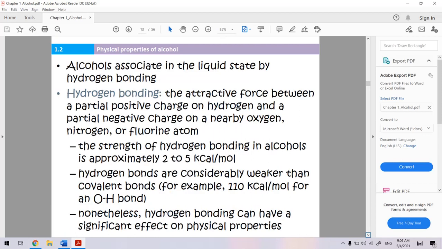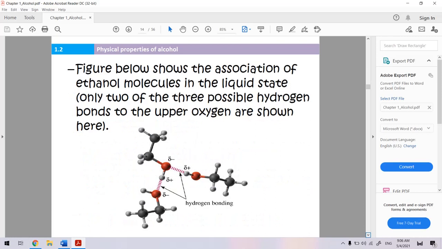Okay, and then alcohol is associated in the liquid state by hydrogen bonding. So it can perform hydrogen bonding, and the strength of hydrogen bonding in alcohol is approximately 2 to 5 kilocalorie per mole. Hydrogen bonds are considerably weaker than covalent bonds. This is the hydrogen bonding between the O and H from one alcohol molecule with another alcohol molecule.